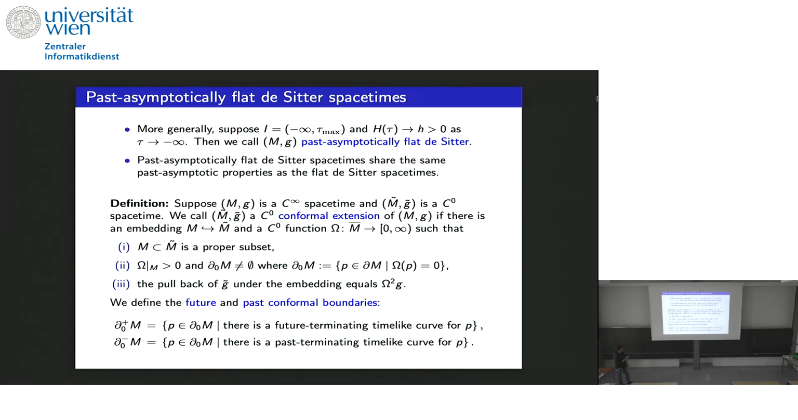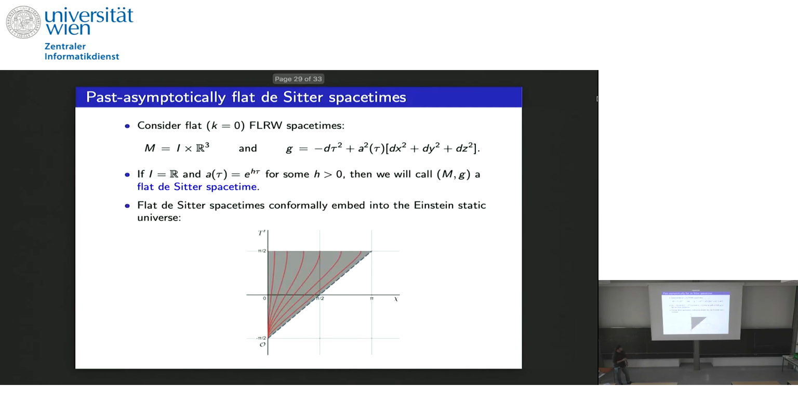omega restricted to M is positive, the conformal boundary is non-empty, where I'm defining this conformal boundary to be the set of points on the boundary where omega of p is equal to 0, and the pullback of g tilde under the embedding is equal to omega squared g, so it is a conformal embedding, right? We define the future and past conformal boundaries analogously, so the future conformal boundary would be the points p on the conformal boundary where you can find a terminating time-like curve, and analogously for the past. So in this de Sitter case, this point right here would correspond to the future conformal boundary points, but there's only one single point here that corresponds to the past conformal boundary.